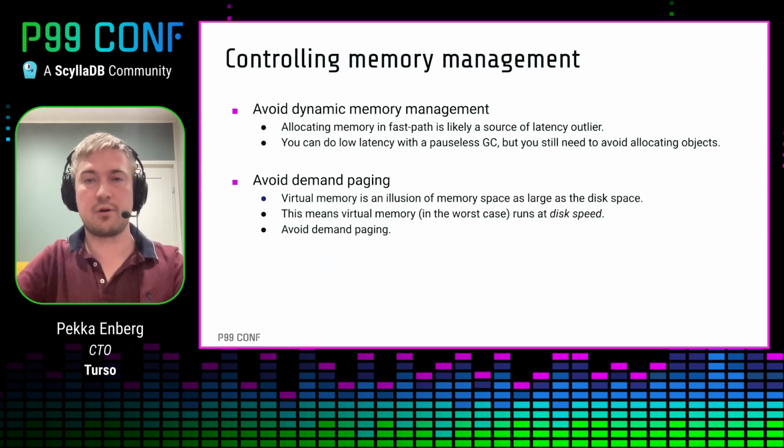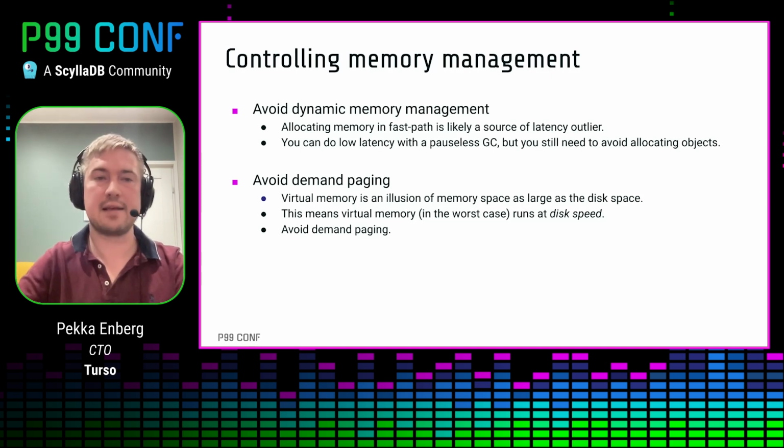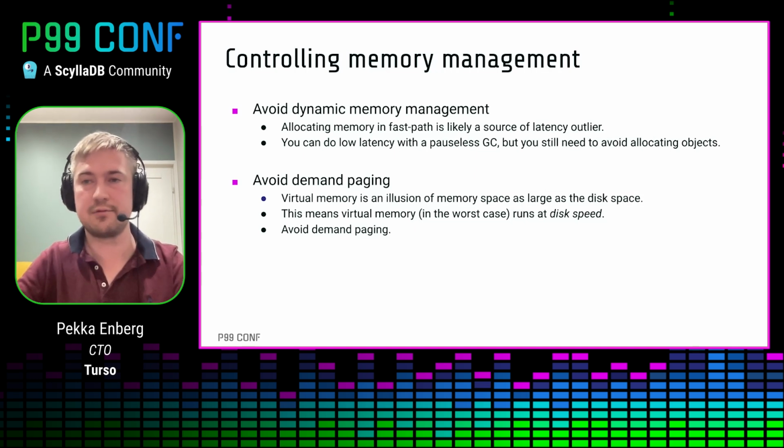So moving on to controlling memory management. Sometimes I joke about avoiding dynamic memory management essentially being the only thing that matters for low latency. But the thing is that dynamic memory management ends up being such a dominating factor, especially if you do it in the fast path, right? When a memory allocator allocates or frees memory, there are a lot of things it has to do, a lot of interactions with the system as well. So avoid doing dynamic memory management in the fast path.